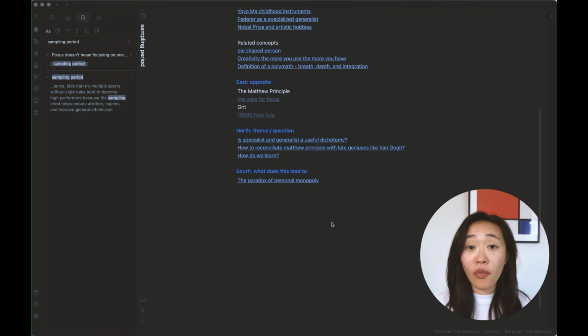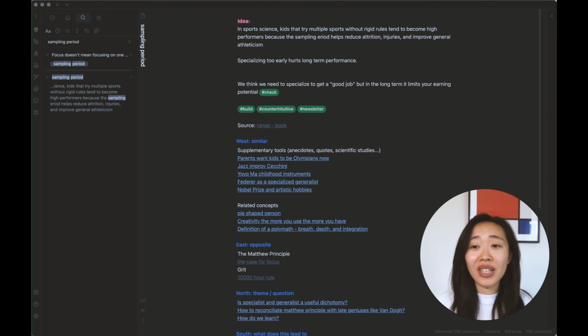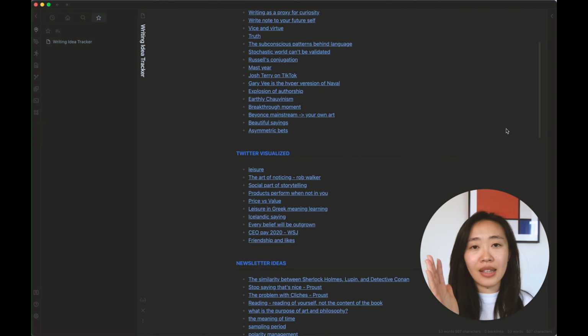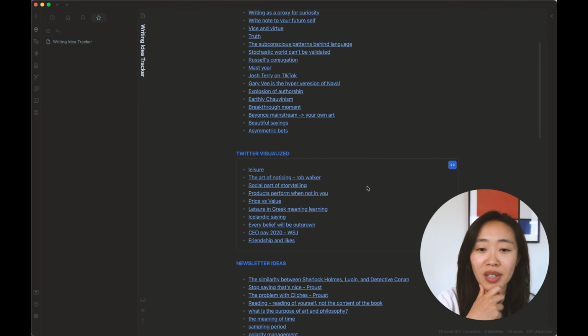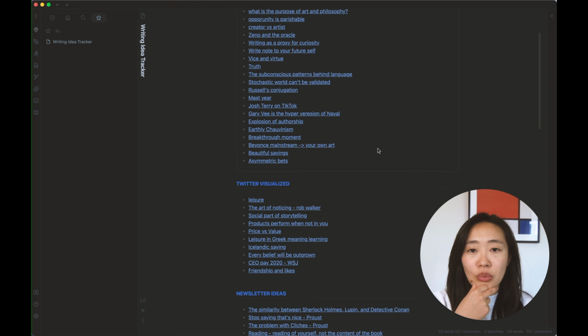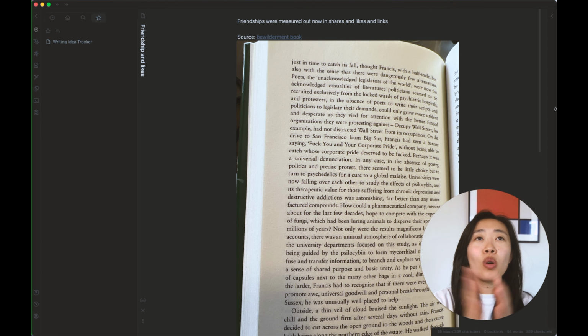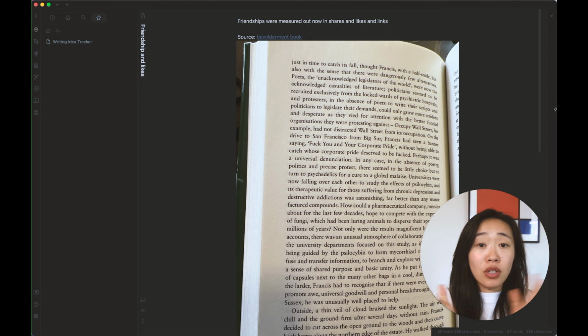Now let's talk about step 4 of creating output, right? You already have so many ideas. You can already share these ideas. Okay, so let me show you an example of step 4, creating the output, and also step 5 of how to then capture the reactions and the conversations you have from sharing ideas and capturing that serendipity that happens. So let's use friendship and likes. There is a quote I saw in a book I was reading called Bewilderment, and it says that friendships were measured out now in shares and likes and links.